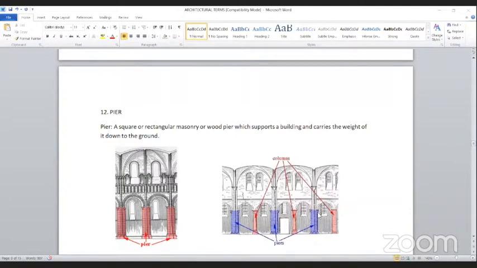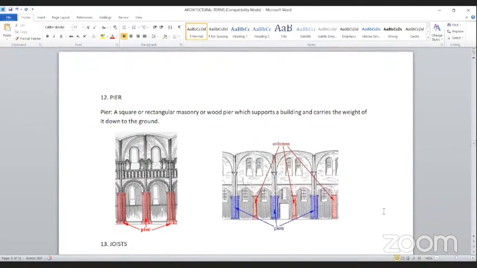Yes, ma'am. The pier supports the whole building, meaning if it is two-storied, it supports the whole building. A column is something which supports the arches to the ground. I hope you guys understood this. I just put this picture just for that one.